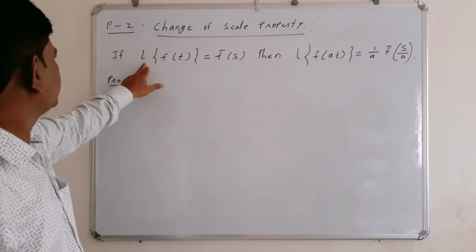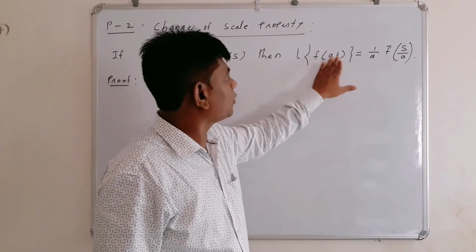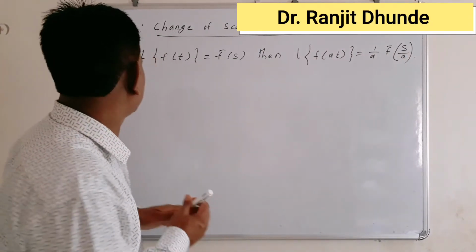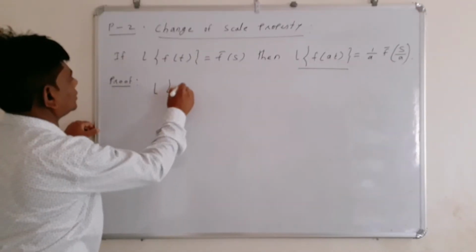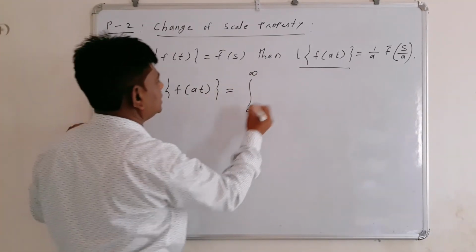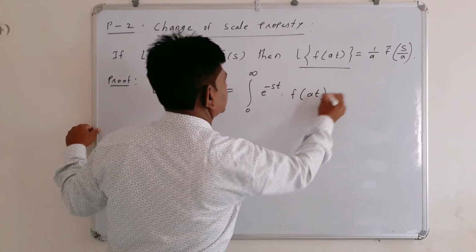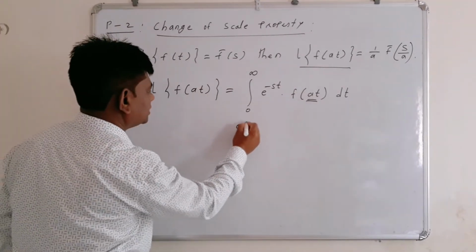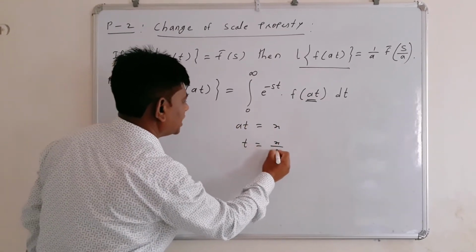Now it states that if Laplace transform of f(t) is equal to f bar(s), then Laplace transform of f(at) is equal to 1 by a f bar(s upon a). Now it is proved by definition. Laplace transform of f(at) is equal to integration 0 to infinity e to the power minus st f(at) dt. Now by substituting at is equal to x, that is t is equal to x by a.